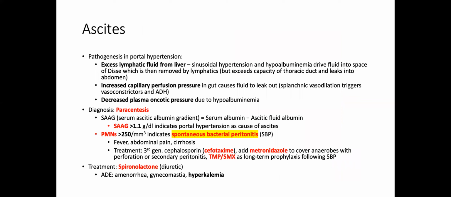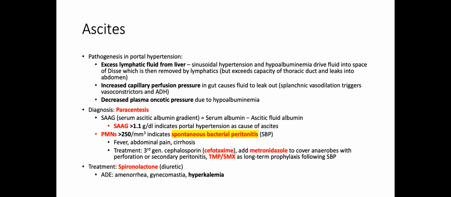Okay, ascites is going to be extensive lymph fluid from the liver, and it's going to increase capillary perfusion pressure with a decreased plasma oncotic pressure because we have low albumin. Diagnosis is going to be drawing fluid from the abdomen, so paracentesis. And then also we can get a SAAG score.